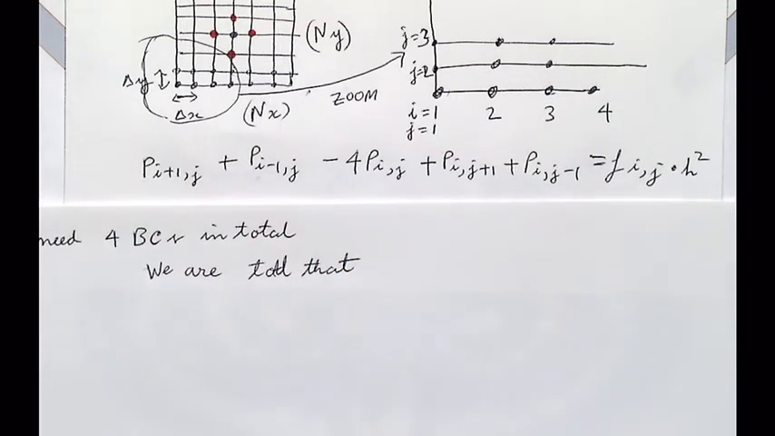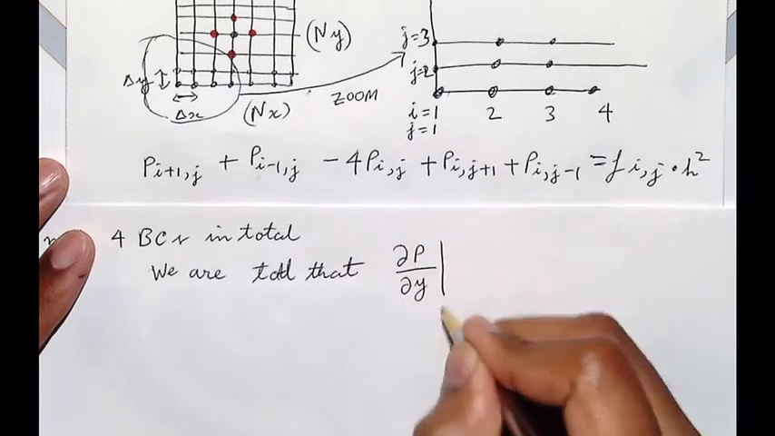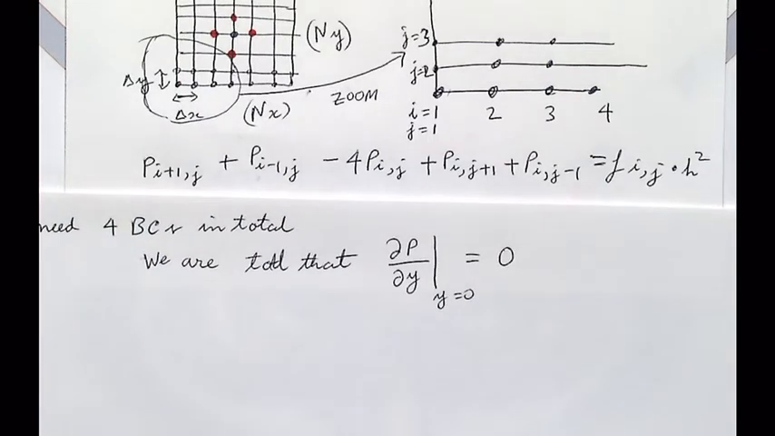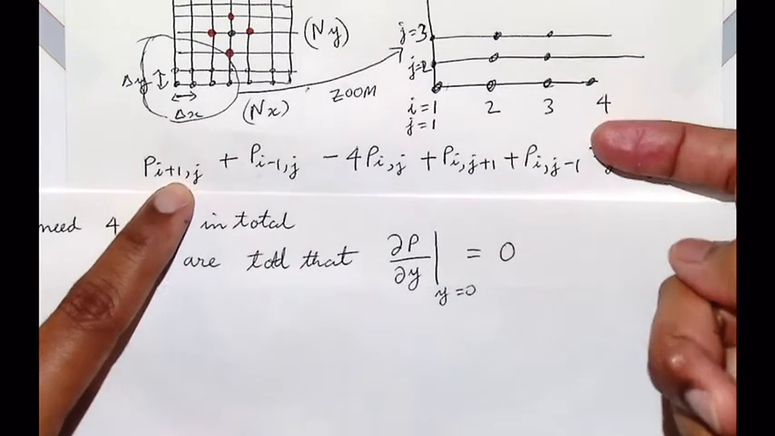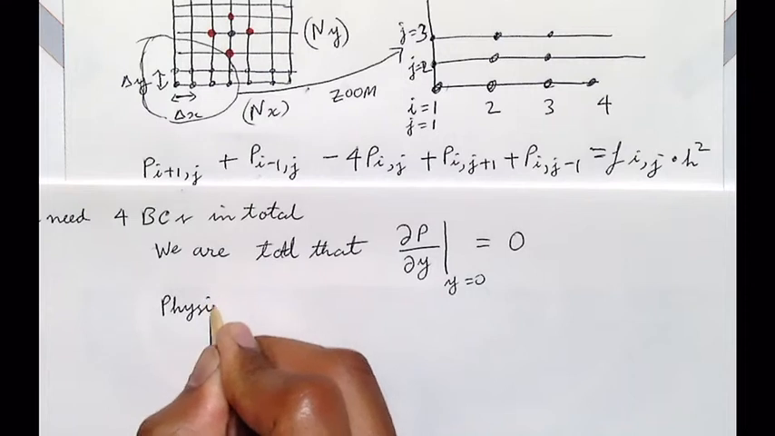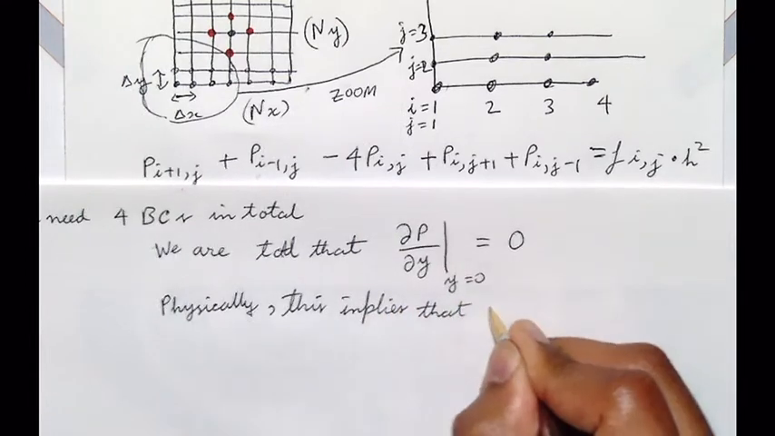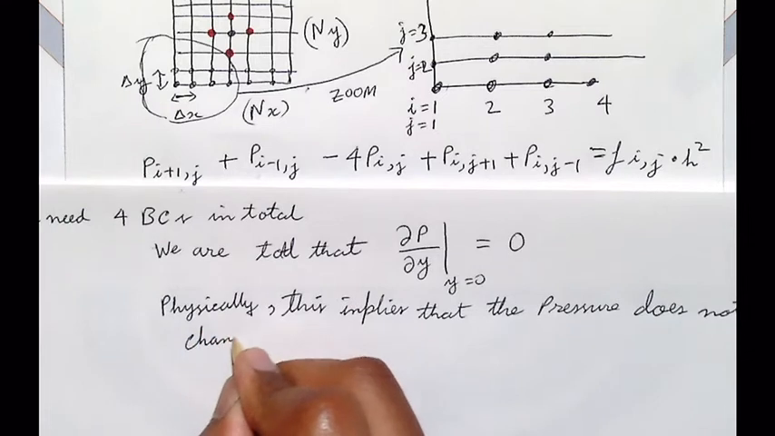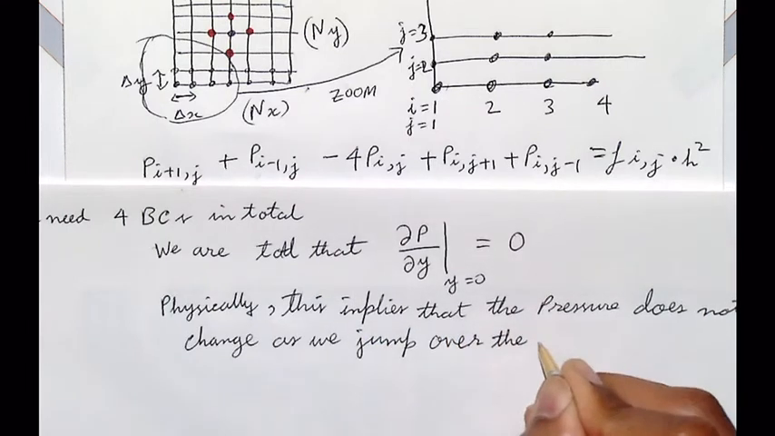What should we pick? Let's pick this: del p over del y at y equals 0 is 0. Okay, physically this means the pressure does not change in the y direction as we jump over the lower boundary.